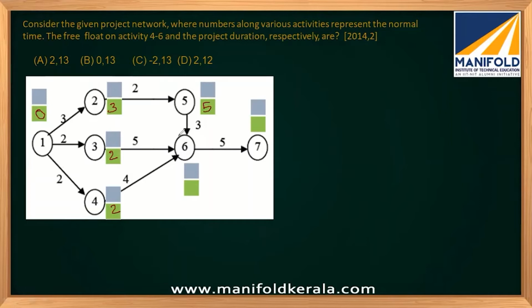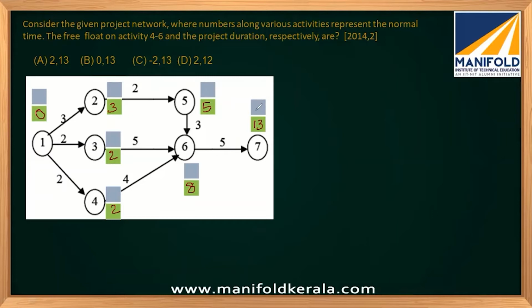Now for this activity there are 3 ways to reach it: either 3 plus 5, or 5 plus 2, or 4 plus 2. So the maximum is 3 plus 5, that is 8. And for this activity 8 plus 5 it will be 13. Now we have one part of the answer, 13, so it will be either A, B or C.